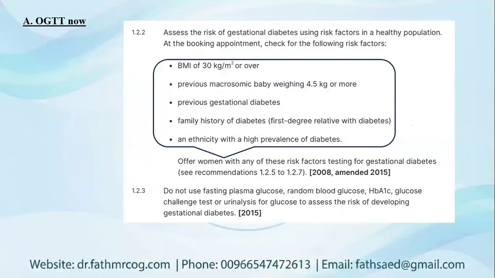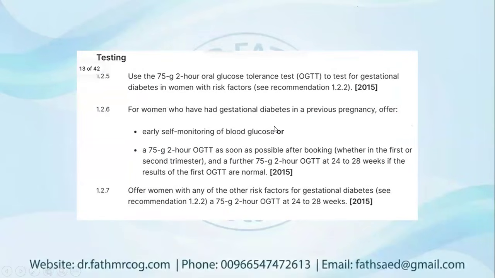And this is the one. Assess the risk of gestational diabetes using the risk factors in a healthy population. At the booking appointment, check for the following risk factors: BMI of 30 or over, previous macrosomia or previous gestational diabetes, family history of diabetes, or family origin with a high prevalence of diabetes. Offer a woman with these risk factors testing for gestational diabetes. Don't use fasting blood glucose. Use a 75 gram OGTT for women who have had gestational diabetes previously. Offer early monitoring of blood glucose, or give her an OGTT.